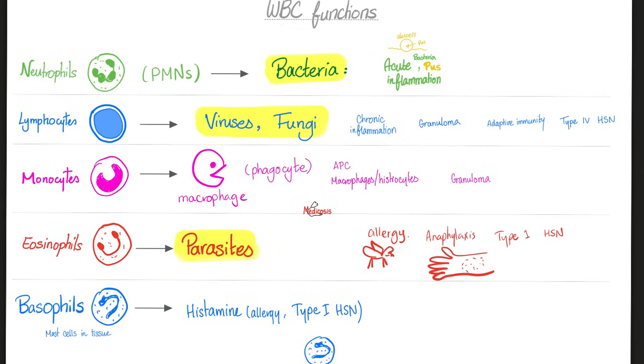Monocytes in the blood are the macrophages in the tissue. Macrophages are phagocytic cells. They eat foreign invaders. They are also antigen-presenting cells. We'll talk about this today. And they can make a granuloma. Eosinophils, ew, disgusting stuff. Parasites, ew. Allergy, ew. Anaphylaxis, ew. Type 1 hypersensitivity, double ew. Basophils in the blood, mast cells in the tissue. They release histamine, allergy, and type 1 hypersensitivity, asthma, all kinds of stuff.